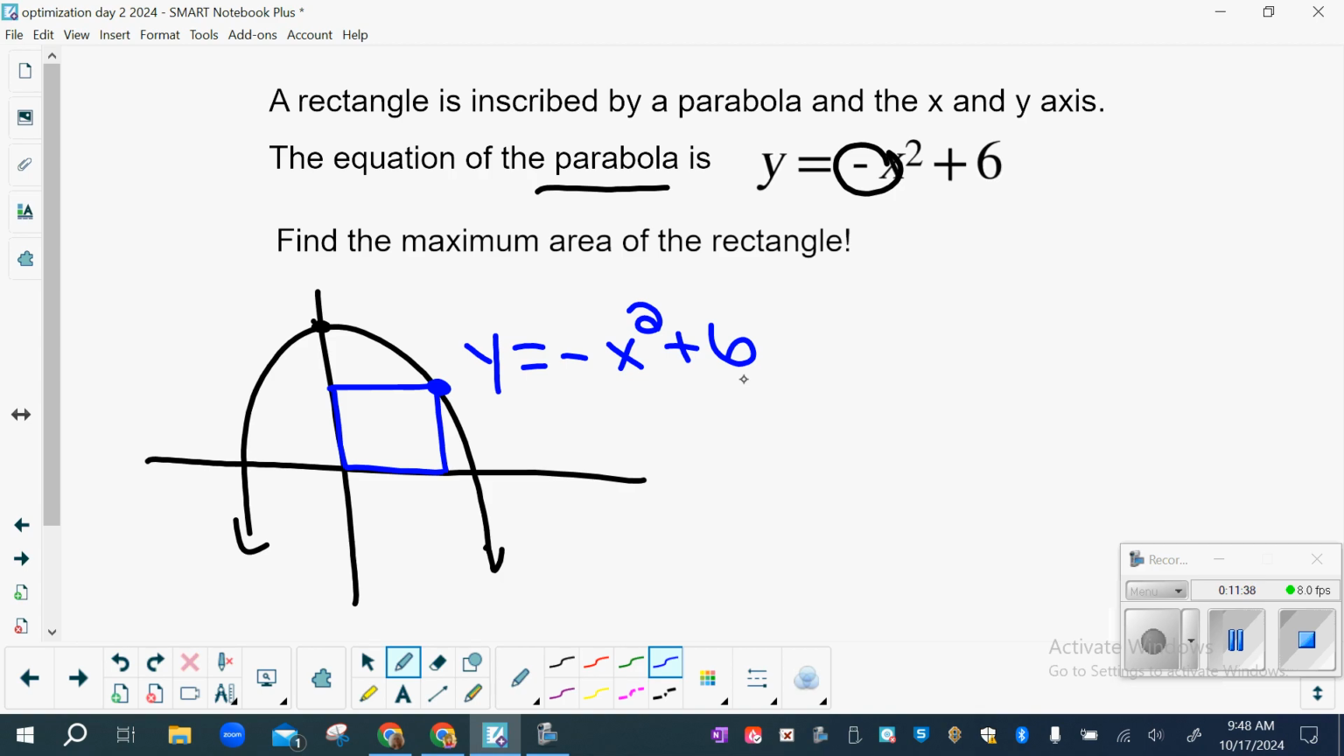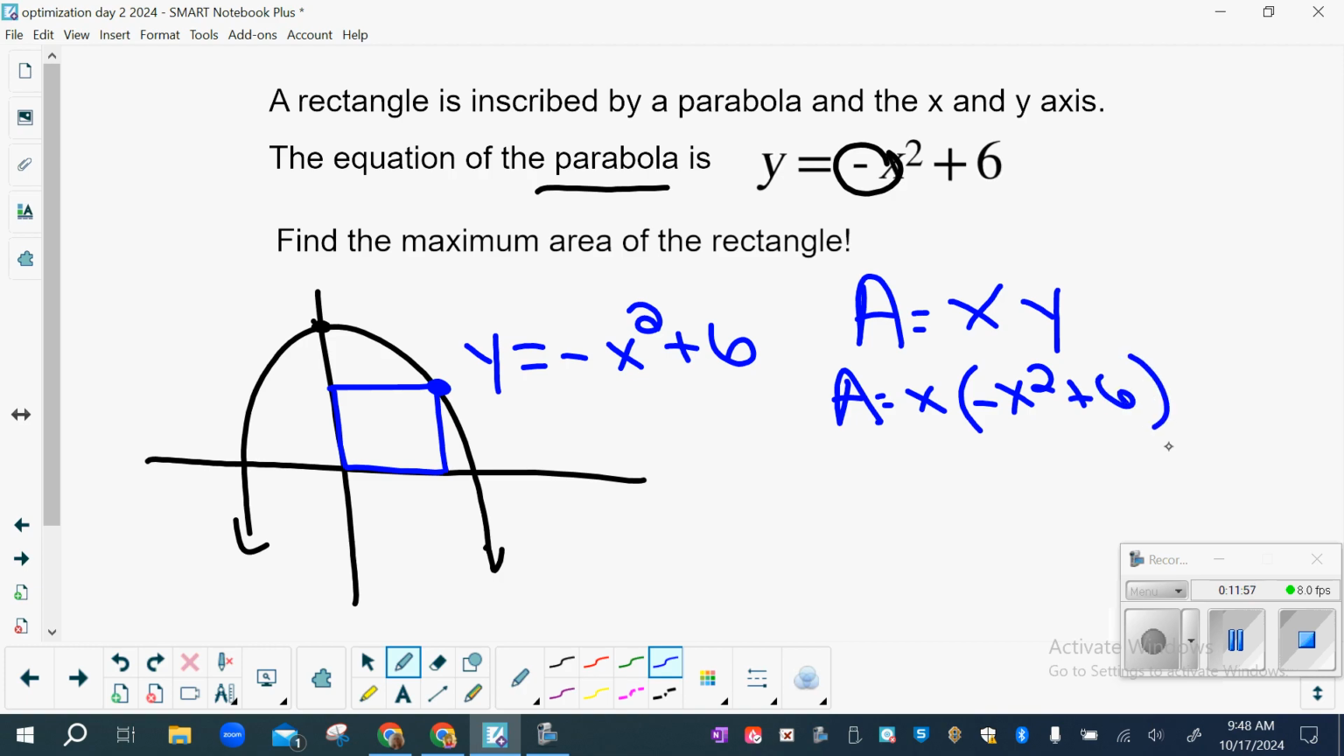So now I'm going to say area is x times y. I'm going to pop out my y. I'm going to pop in my x. Area equals x times negative x squared plus 6. Now, can I ask everyone to do me a favor and put your pencils down again? I'm about to do something that you will never have to do again, because the computer, Desmos, will do it all.